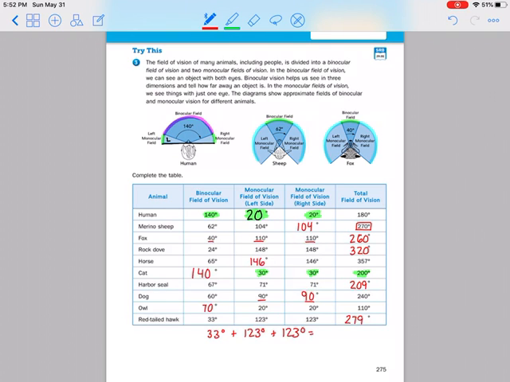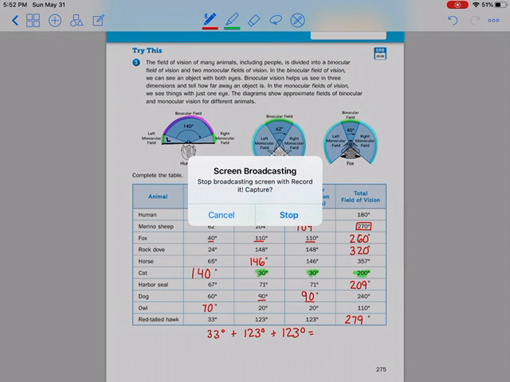Okay, the next video is going to be on finding the distance using fractions. So work on that journal page. It's 276, and then watch the next video.